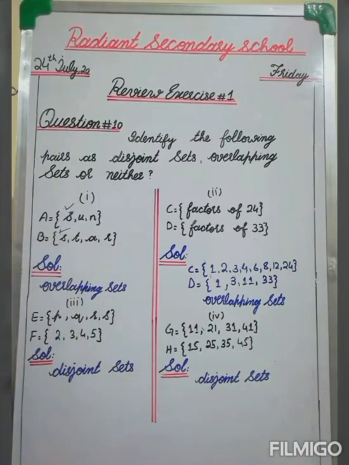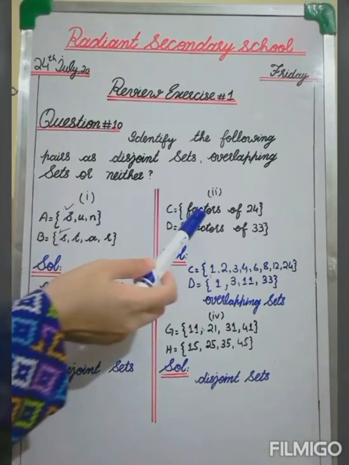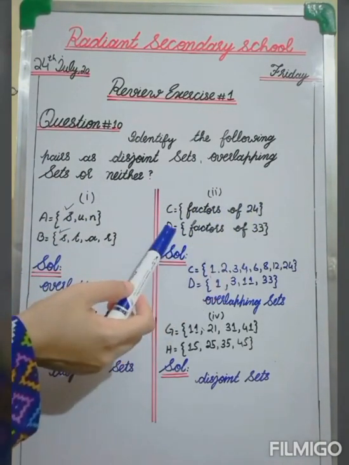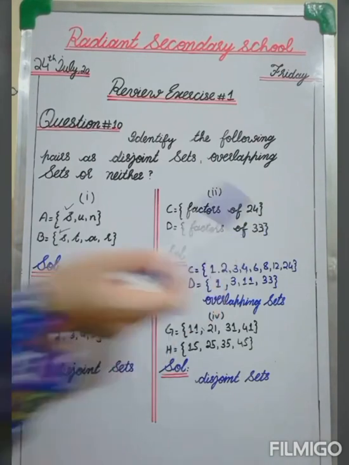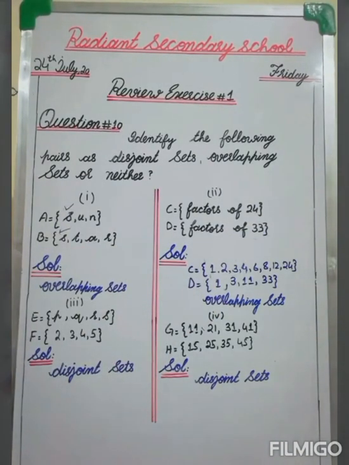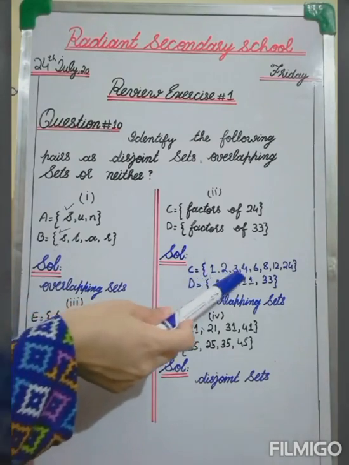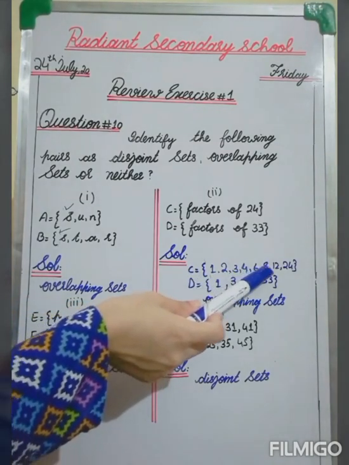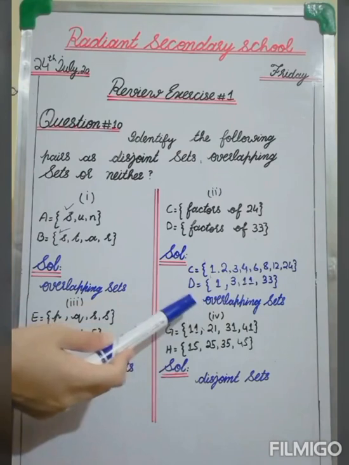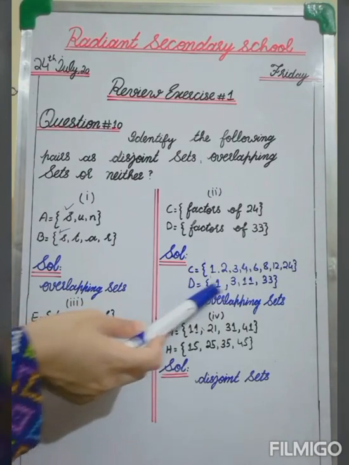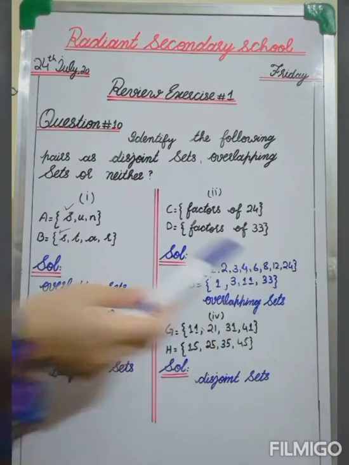Now come to part number 2. Set C is factors of 24 and set D is factors of 33. First we have to find out the factors of 24 and 33. So the elements of set C are 1, 2, 3, 4, 6, 8, 12, 24 and the elements of set D are 1, 3, 11, 33.